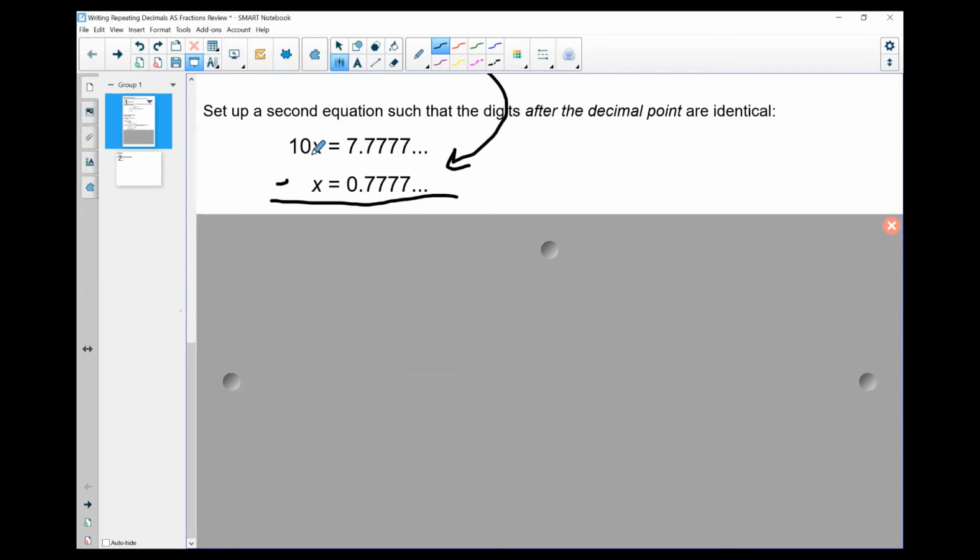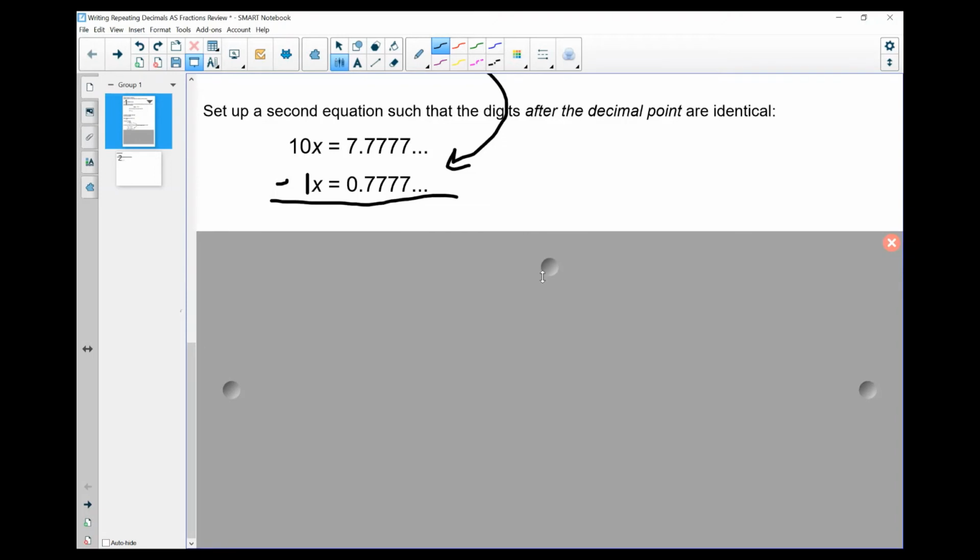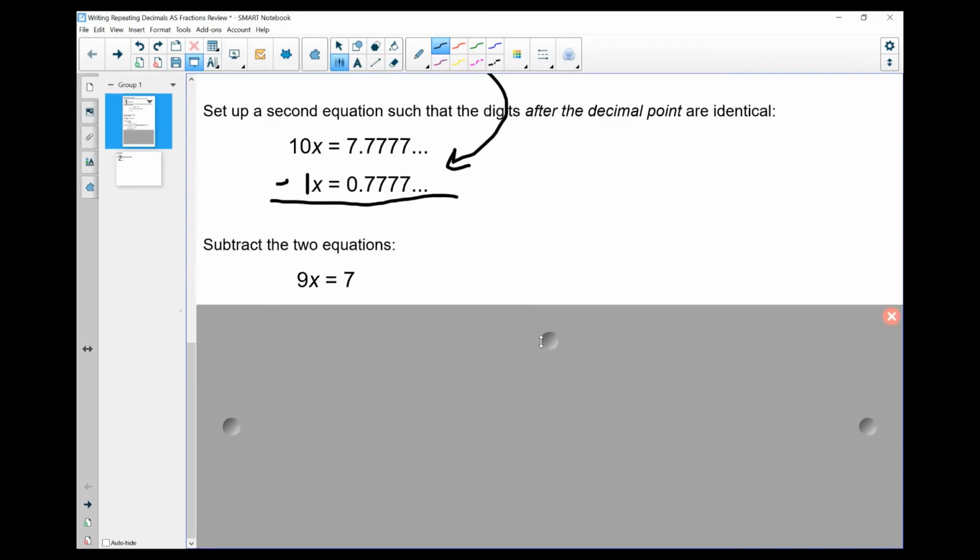We need to get x by itself, but not just yet. 10x minus, and remember you guys, just right here, something is missing, a 1. But it's not always going to be 1x like that. We just leave it as x. So 10 minus 1 gets you 9x. And then 7.777 minus 0.777 just gets you 7, you guys.